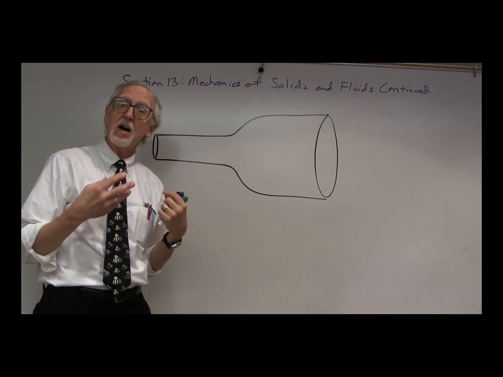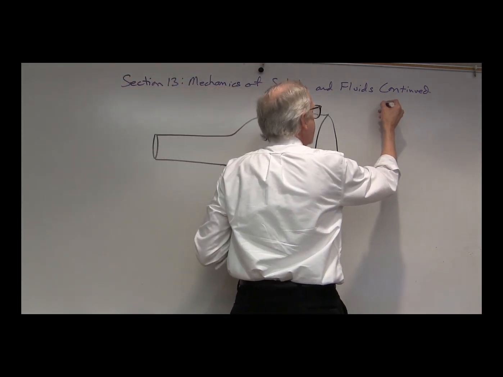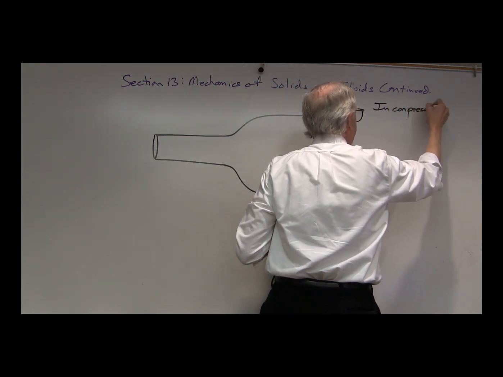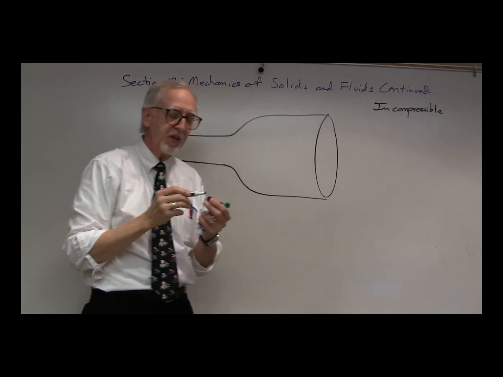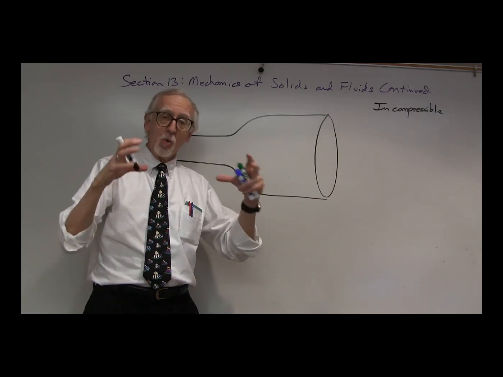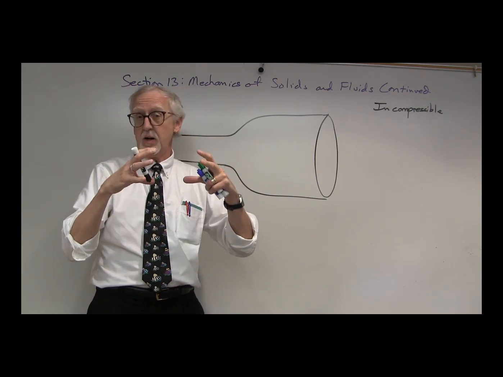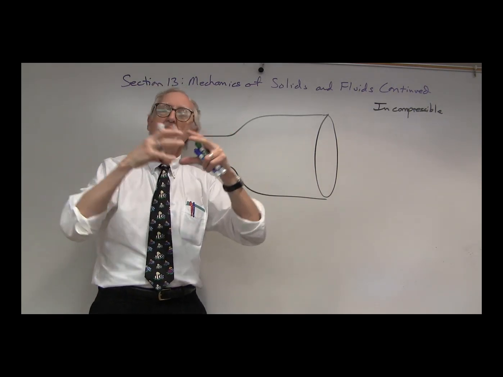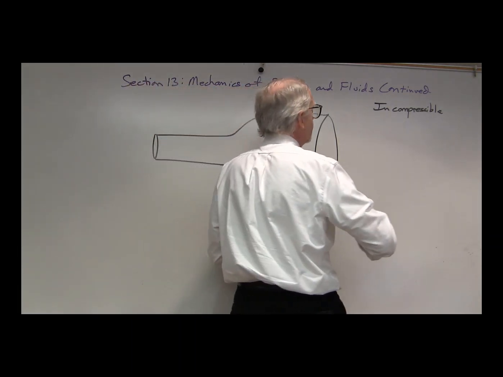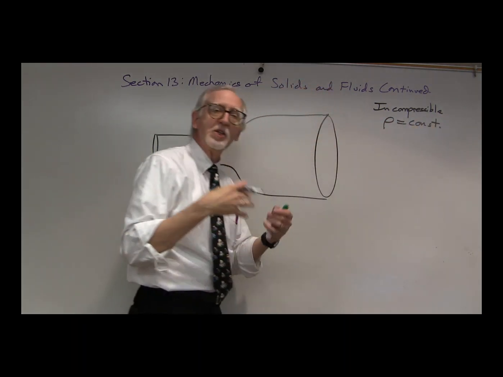We're going to make first a couple of assumptions or a couple of approximations. First, we're going to assume that the fluid is incompressible. In other words, the fluid cannot be compressed. What that means is that whatever volume of fluid we have, that fluid will not change its volume. It's not going to expand, it's not going to contract. Another way of saying it is the density is constant. So we will assume that we have a constant density fluid.